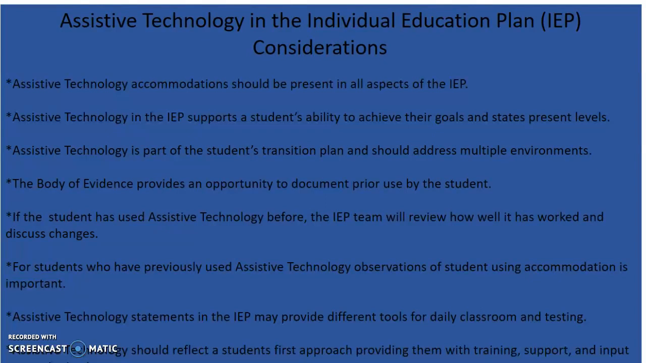Assistive technology statements in the IEP may provide different tools for daily classroom activities versus testing. In Colorado, the Colorado Department of Education, in their accommodations manual, has some very specific technology tools as well as drop-down menus for language that are very helpful to put into the IEP. Assistive technology should reflect a student's first approach, providing them with training and support, and of course that would also include educators, and input from them as to whether or not they want to have the assistive technology.